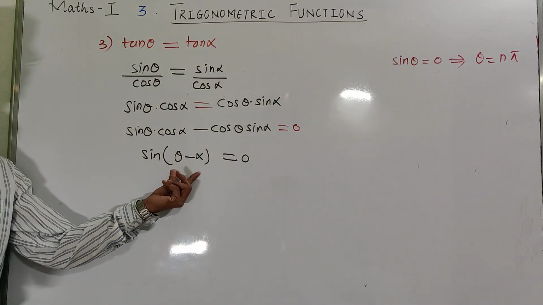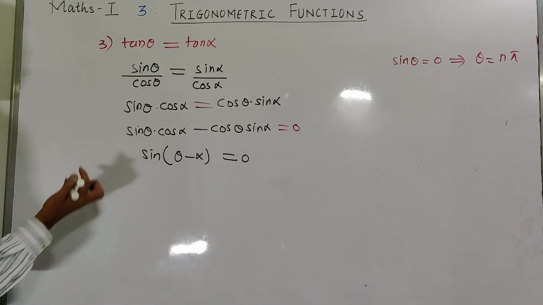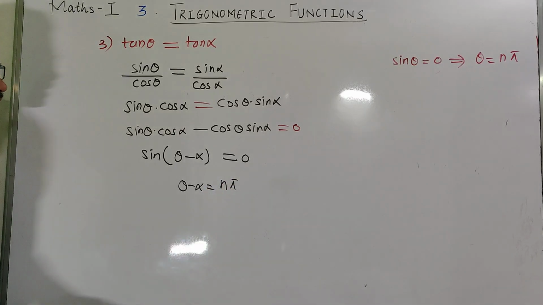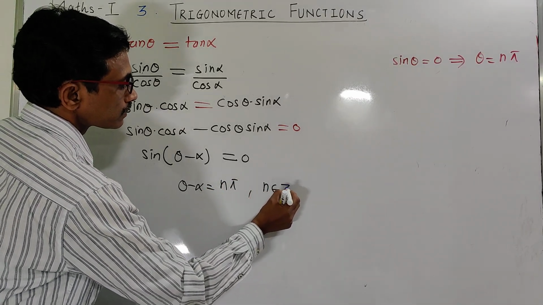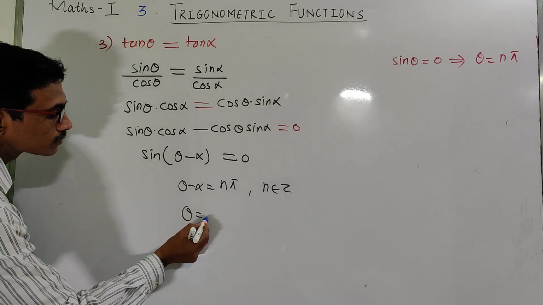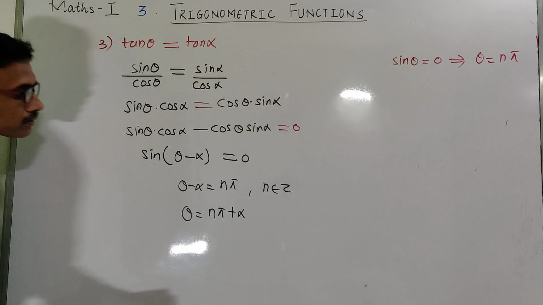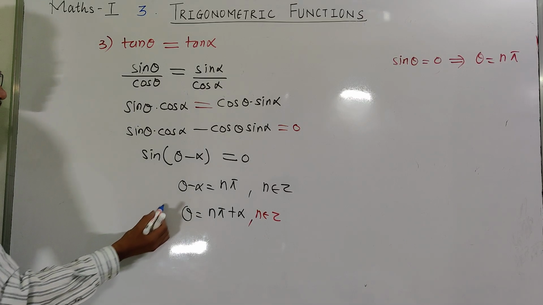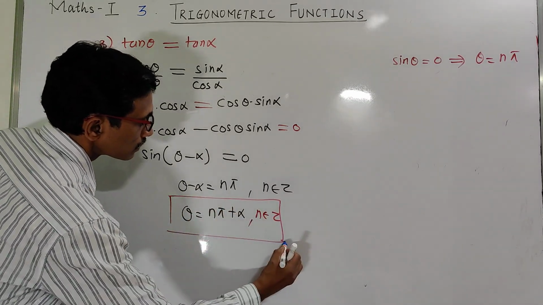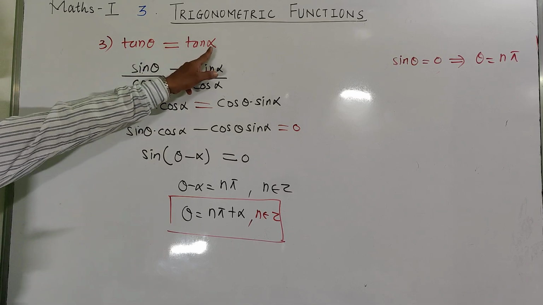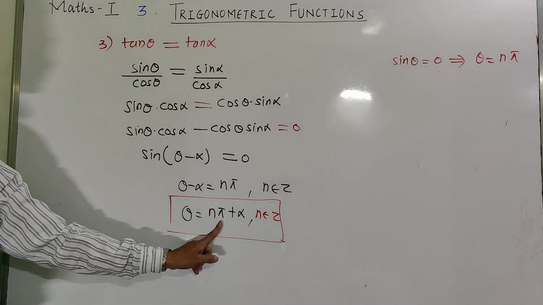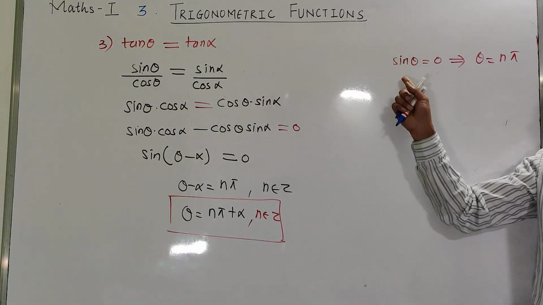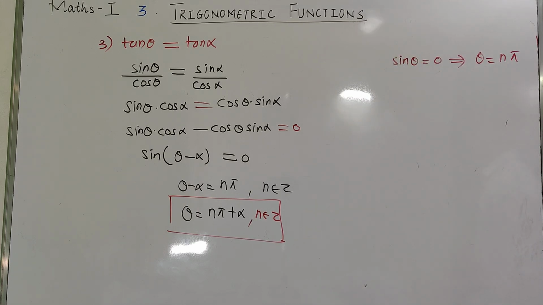So here in place of theta there is theta minus alpha. Therefore theta minus alpha is equal to n pi, where n belongs to Z. That is, theta is equal to n pi plus alpha, where n belongs to Z. This is our general solution for the third equation: tan theta is equal to tan alpha implies theta is equal to n pi plus alpha, where n belongs to Z. Remember these three equations and their general solutions.